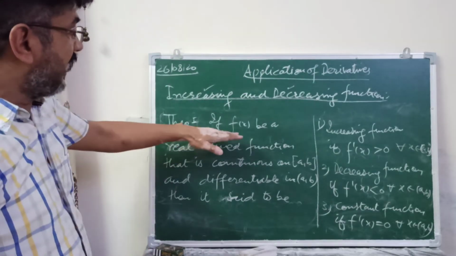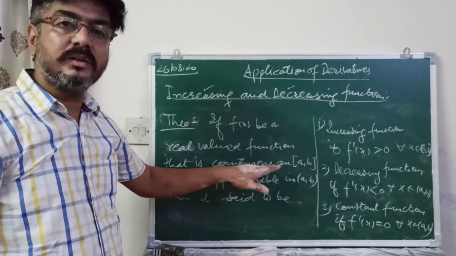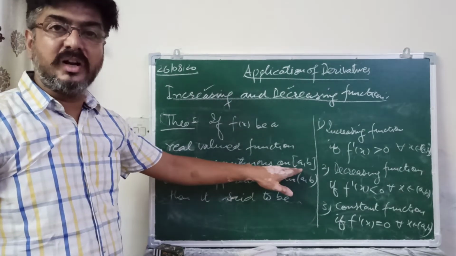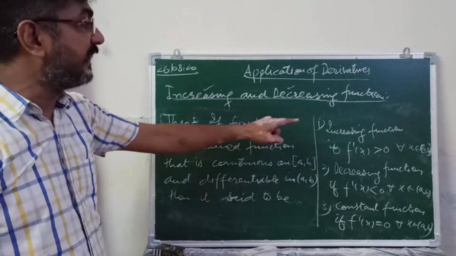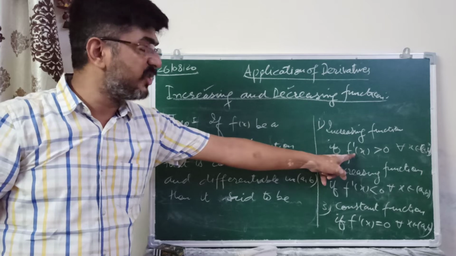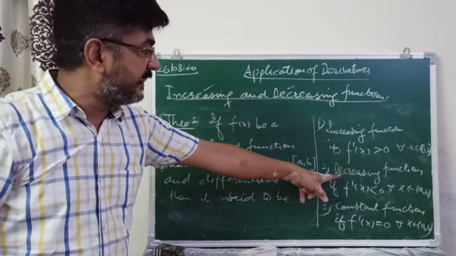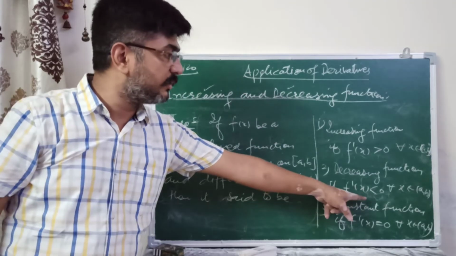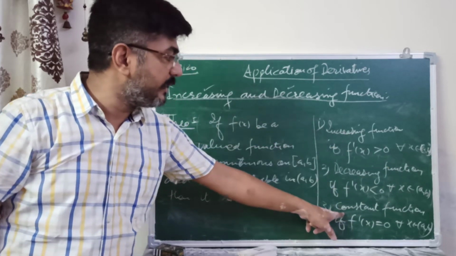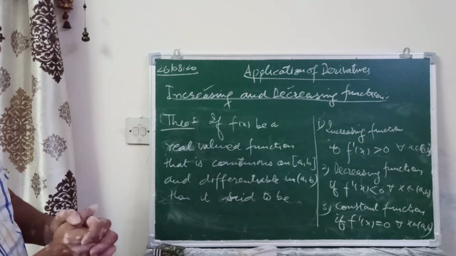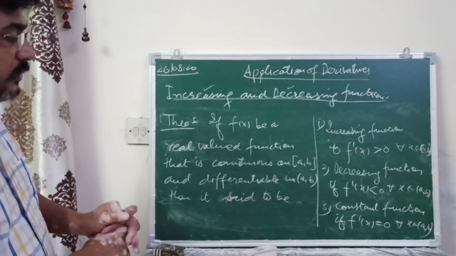We have a function f(x) that is a real valued function. It is continuous on closed interval [a, b], differentiable on open interval (a, b). Then it's said to be increasing function if its derivative f dash x is greater than 0 for every x belongs to (a, b). Decreasing function if f dash x is less than 0 for every x belongs to open interval (a, b), both are open intervals. And it will be a constant function if f dash x equals 0, okay, and x belongs to (a, b).